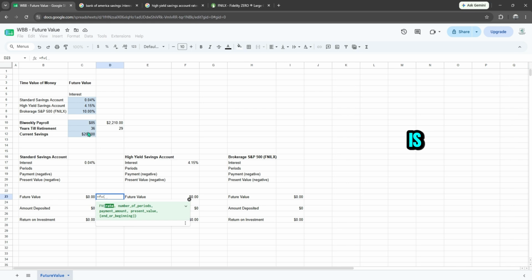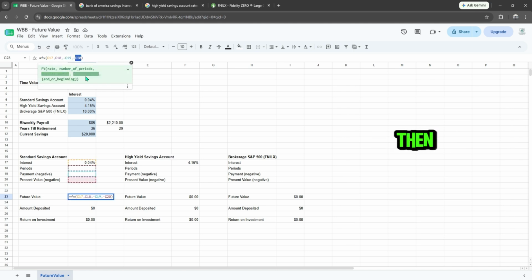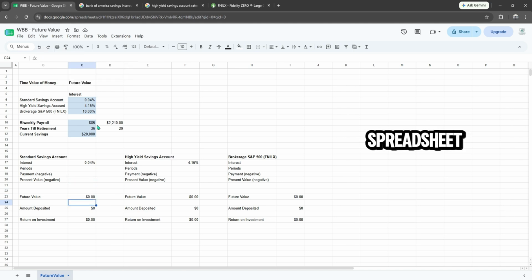The next thing we're going to do is the payment amount. So the payment amount is going to be the yearly amount. So if we deducted $85 biweekly payroll, that yearly amount is $2,210. And then my present value is this $20,000. Now I put over here, I'm going to go ahead and back this out. I put over here negative because in my formula, that's where I keep the negatives. So that way it just makes it easier to read on the spreadsheet. So now I know that even though these are both going to be negative for the future value formula, I'm going to keep them positive here.